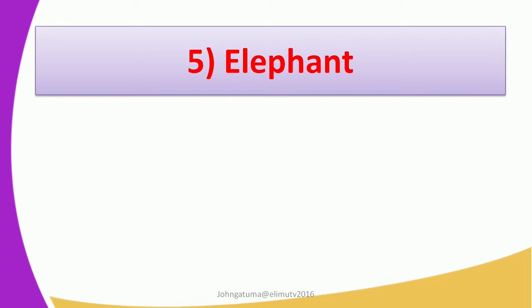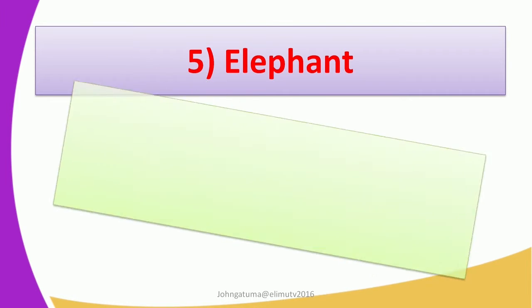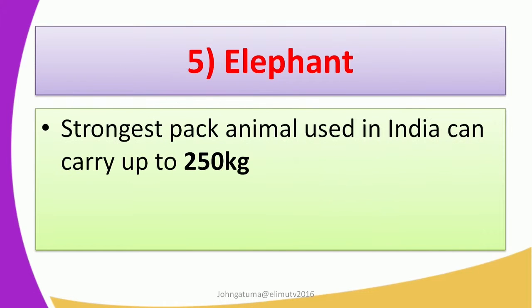Another example of a pack animal is the elephant. Elephant is another good example of a draught animal. The elephant, as it is known, is one of the largest and strongest pack animals that was used in India, and it could carry loads of up to 250 kg.